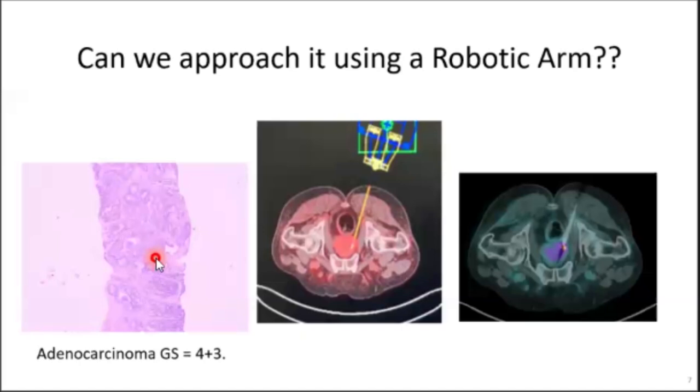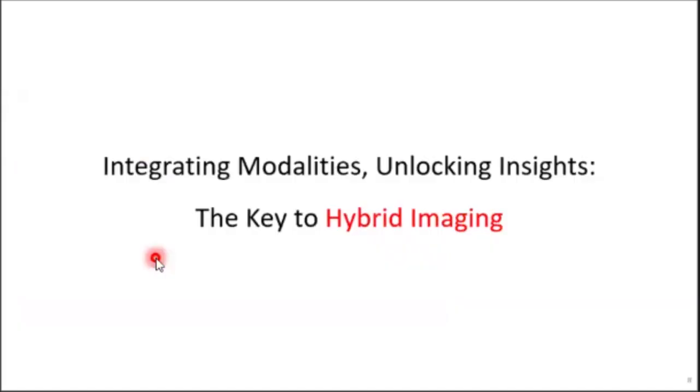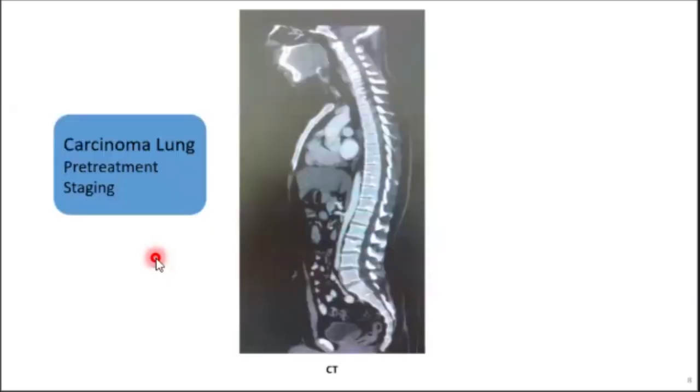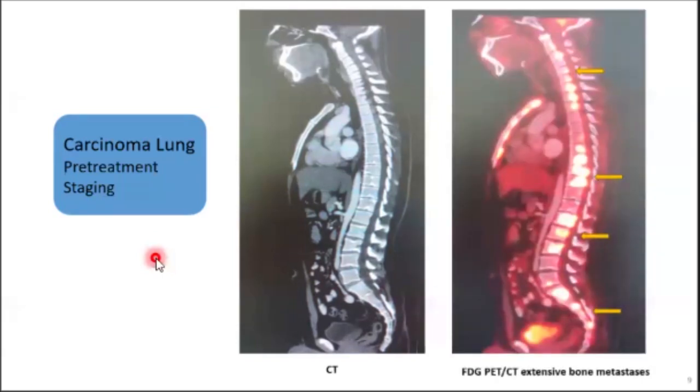Thank you, sir, for inviting me to the stage. Good morning, everyone. I will talk about the importance of hybrid imaging and its application in biopsy guidance. We will start off by seeing a case of a lung cancer patient who came for FDG PET CT for pre-treatment staging. In this image, we are unable to pinpoint any bony metastatic lesion, and the CT looks grossly normal. However, looking at the PET CT image, there is intense FDG uptake at multiple vertebral levels, indicating metastatic disease.